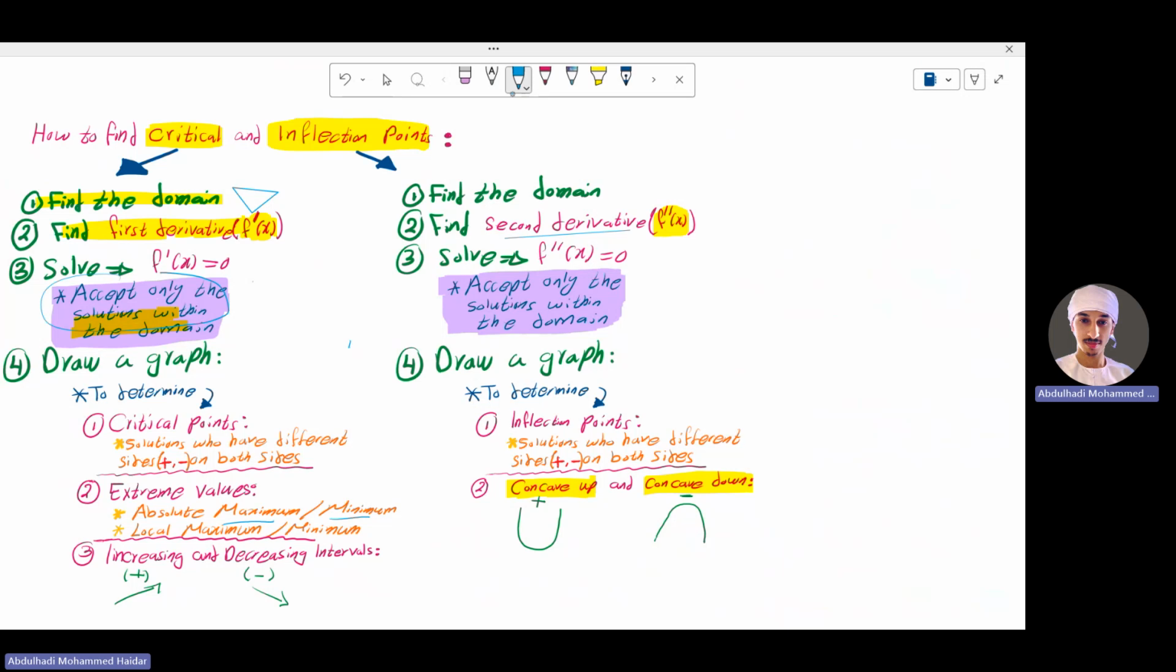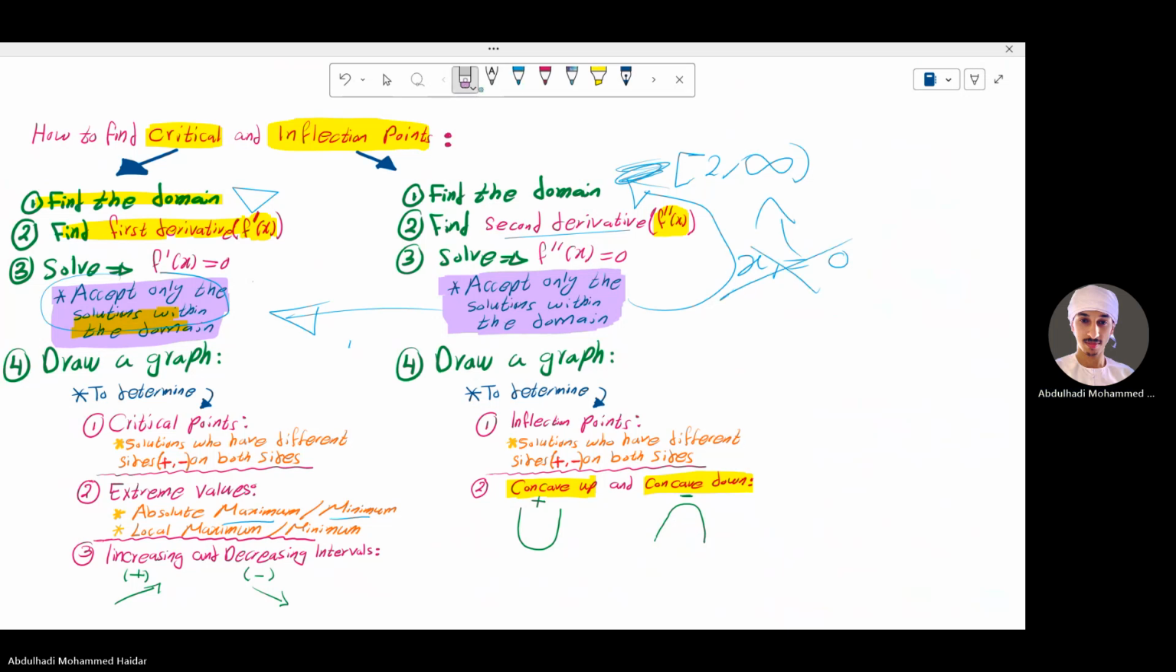Same as before, you have to accept only the solutions within the domain. For example, if the domain is between 2 and infinity, and you have an answer like x1 equals 0, it is not within the domain. It is before the domain here, so we will not accept it.